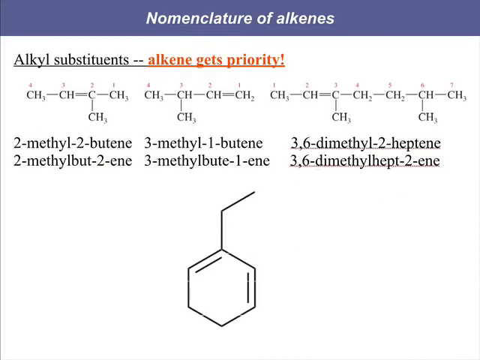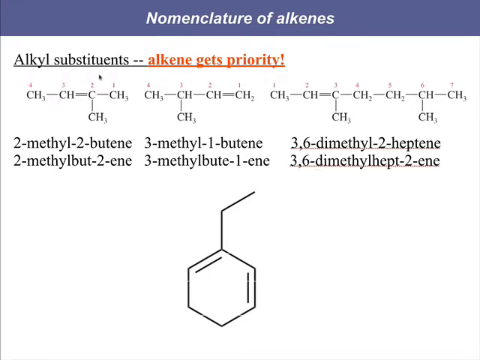Or let's get a little bit more sophisticated. Let's look at alkenes with substituents. Here we're going to look at alkenes that have substituents. We're just going to use alkyl substituents for the moment: methyl, ethyl, propyl, etc. In this event, the alkene gets the priority over the alkyl substituent when we name something.